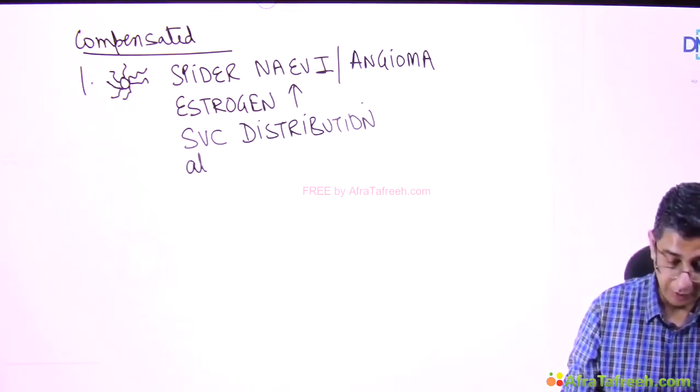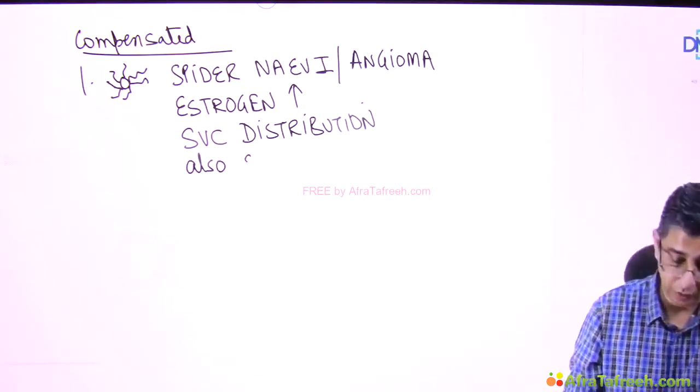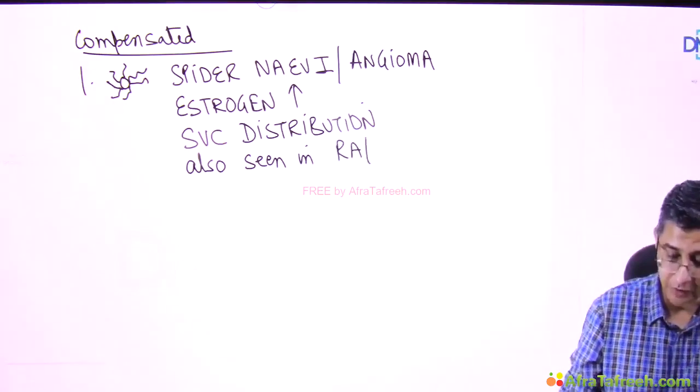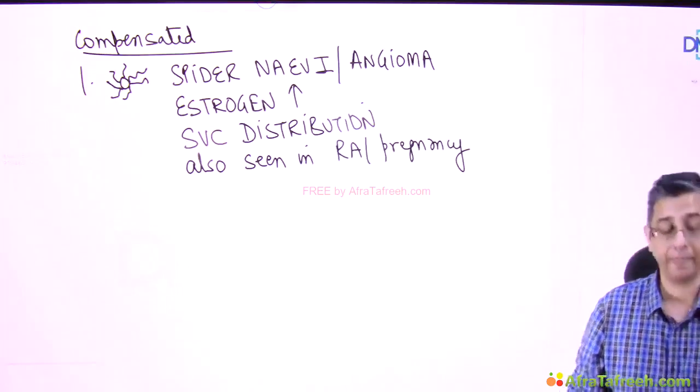Do not be under the impression that spider nevi are seen only in cirrhosis. They can also be found in patients with rheumatoid arthritis and even in pregnancy. So they are not a pathognomonic feature for development of cirrhosis in a patient.